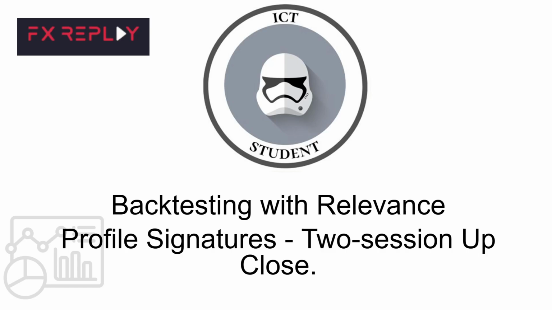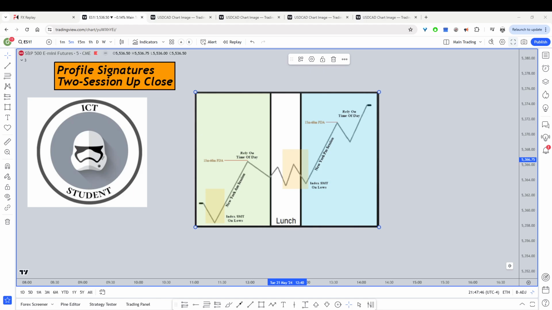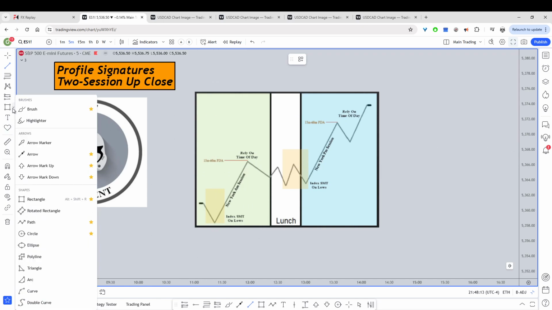All right, so let's peek into specific profile and look at profile signatures. We're going to start off with the intraday profile called the Two Session Up Close. The Two Session Up Close is going to be easily identified because of how price leaves liquidity from the AM session. So the first signature is that you've got an AM rally.